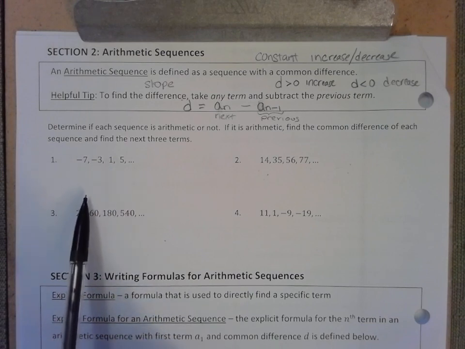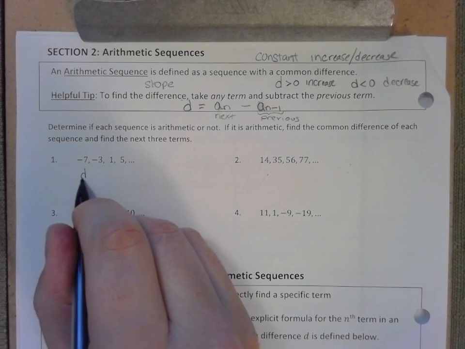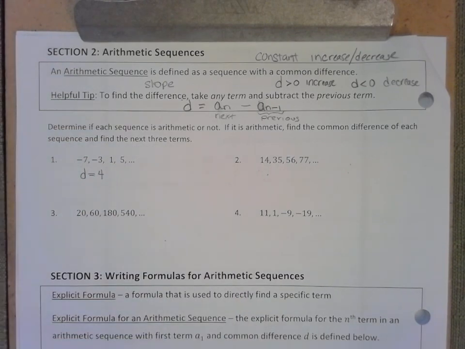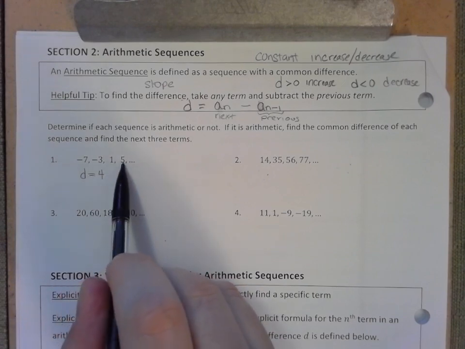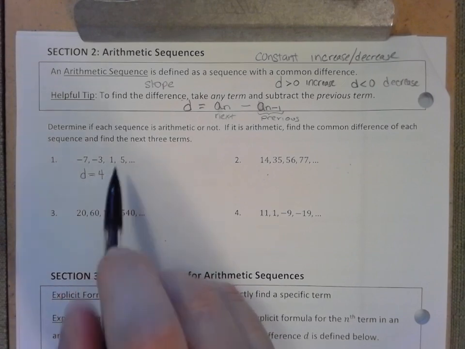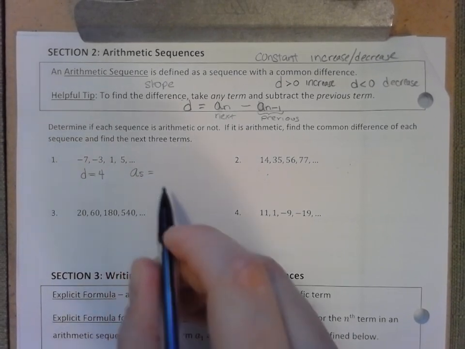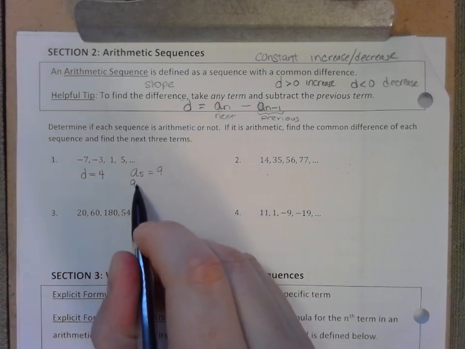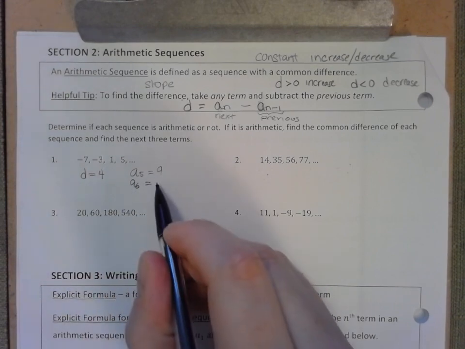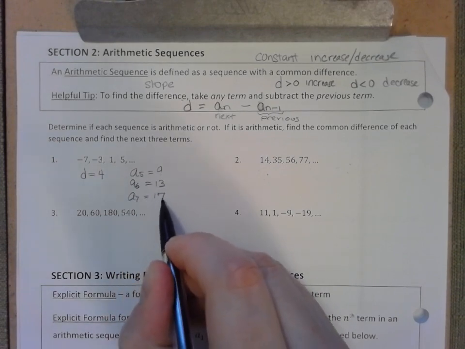So what do you think? Is this one arithmetic? Yeah, I think it is. If I increase by 4, that means my common difference is 4. Then it asks us to find the next 3 terms. So 1, 2, 3, 4. The 4th term is 5. So the 5th term, I'm going to call that a sub 5. The arithmetic 5th term is 4 more than the previous term, or 9. a sub 6 would be 4 more than 9, or 13. And a sub 7 is 4 more than 13, or 17.